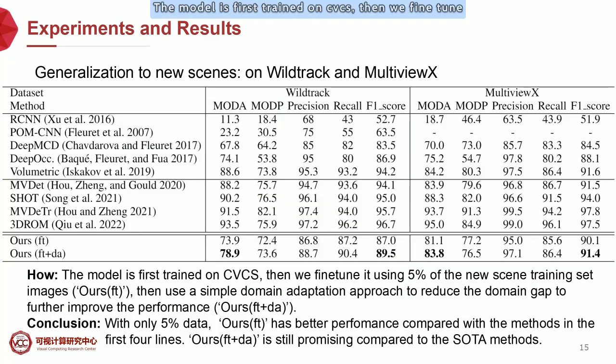So, how do we do the generalization experiments? The model is first trained on CVCS, then we fine-tune it using 5% of the new scene training set images, RS, FT, then use a simple domain adaptation approach to reduce the domain gap to further improve the performance, RS, FT plus DA. The conclusion is that, with only 5% data, RS, FT has a better performance compared with the methods in the first 4 lines, which are RCNN, POM-CNN, DeepMCD, and DeepOCC.